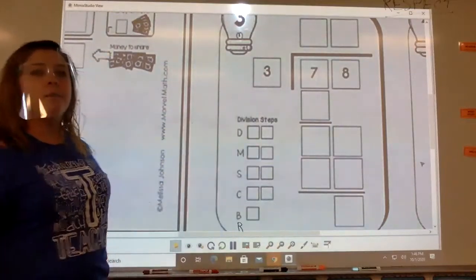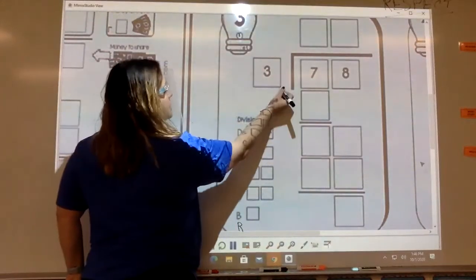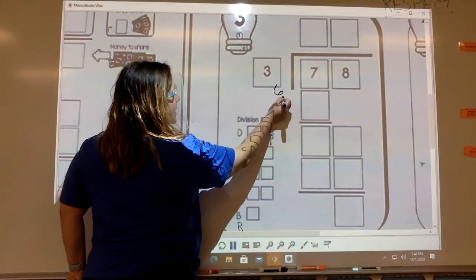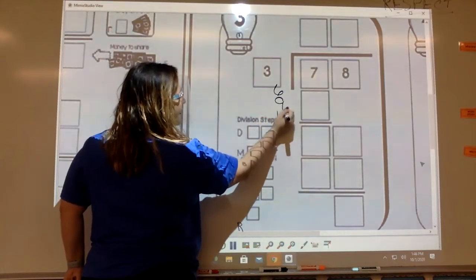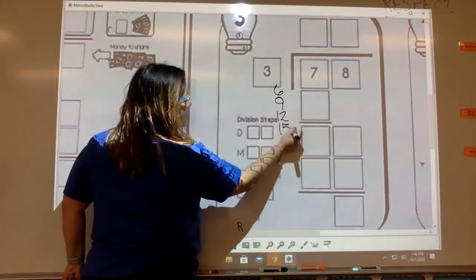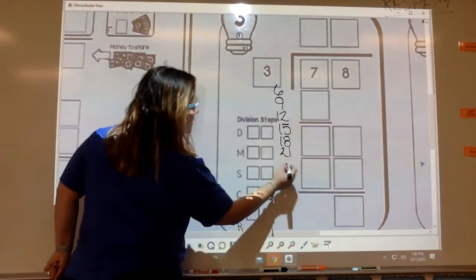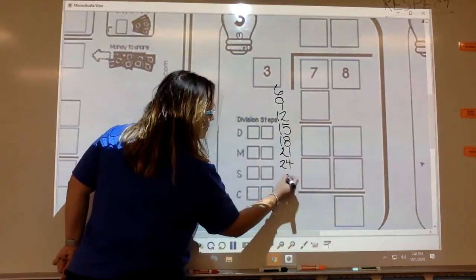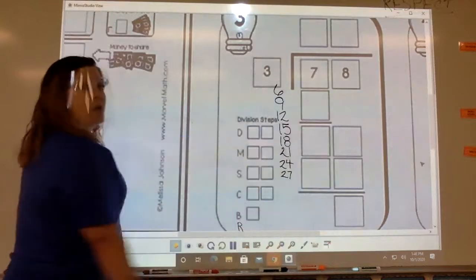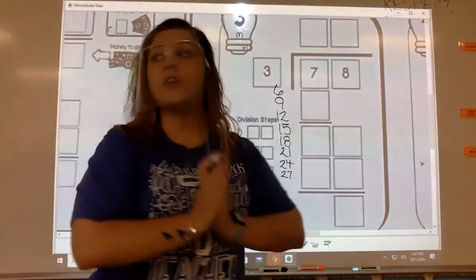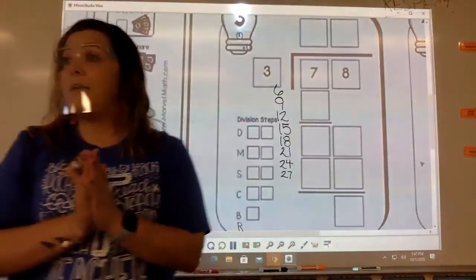What's 3 times 1? 3. 3 times 2. 3 times 3. 3 times 4. 3 times 5. 3 times 6. 3 times 7. 3 times 8. 3 times 9. All right, so there's all your multiples. They're in one place for you to look at when you're trying to divide.